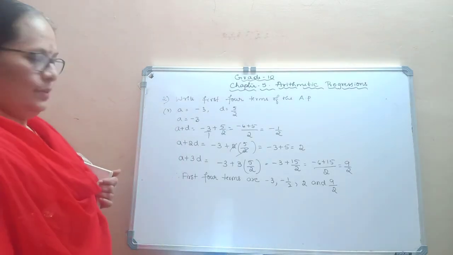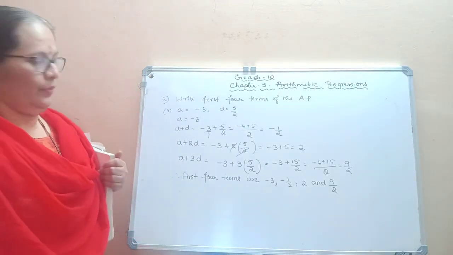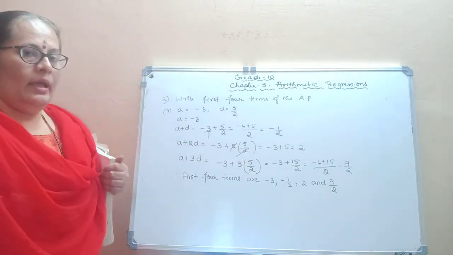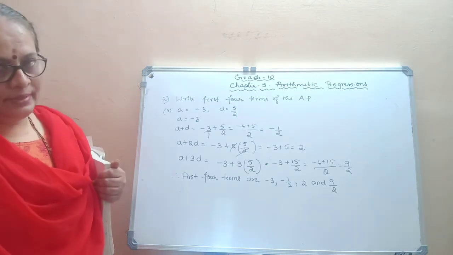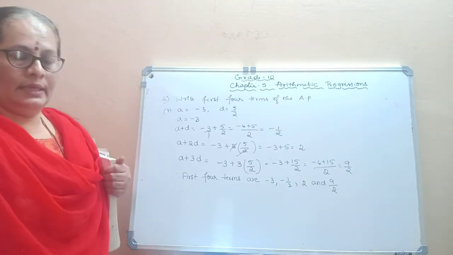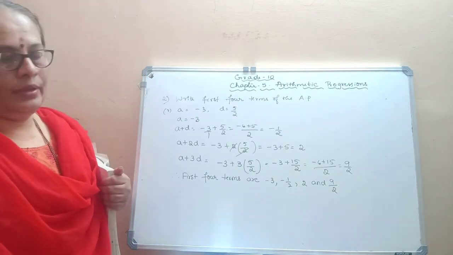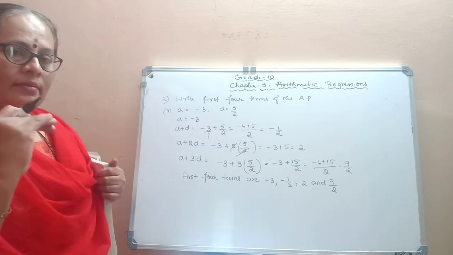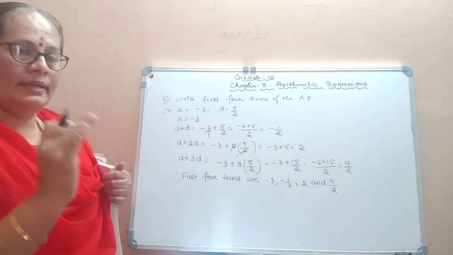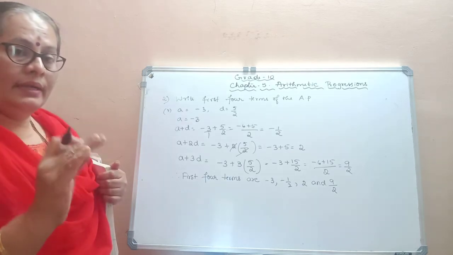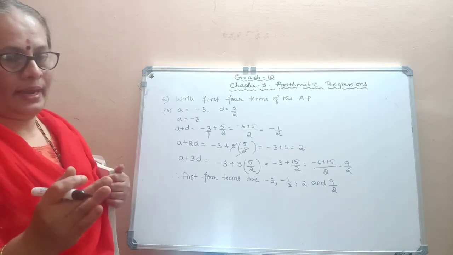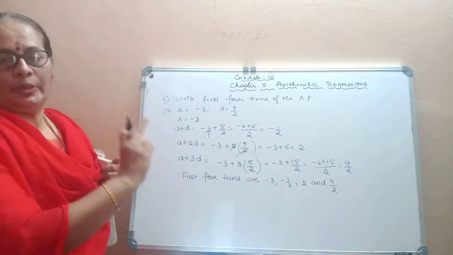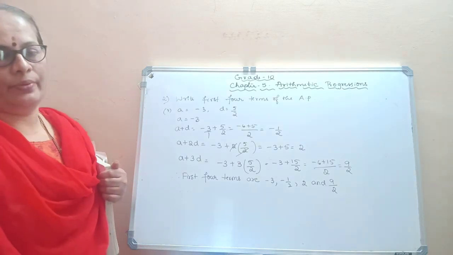I hope you understood how to find the first term, second term, third term, fourth term like this, and also the common difference. Once again I will repeat. An arithmetic progression is a sequence of numbers. There will be a common difference. To find the common difference, we subtract second term minus first term, third term minus second term, then fourth term minus third term. Like this we have to subtract. Then there should be a common difference. Then only we can say that particular sequence is an arithmetic progression.